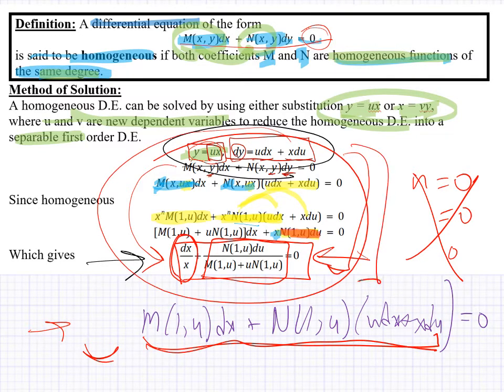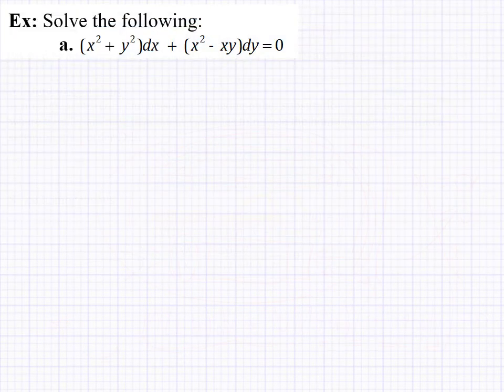This is more the proof to show you that no matter what type of homogeneous equation we have, we'll be able to turn it into a separable. All right, so let's do a specific example. All right, let's go ahead and solve this differential equation.